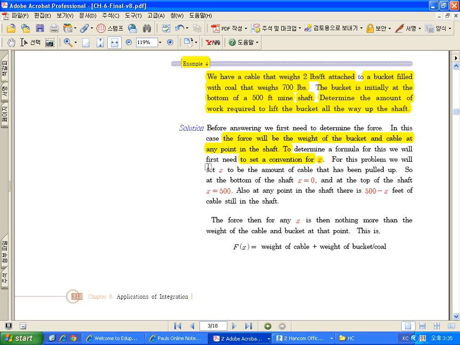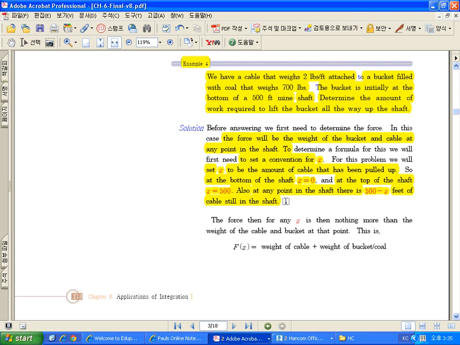Okay, for this problem, we will set x to be the amount of the cable that has been pulled up. At the bottom of the shaft, x should be 0. Then at the top of the shaft, it should be 500, which is ground level. Also, at any point in the shaft, there is 500 minus x feet of cable still in the shaft.